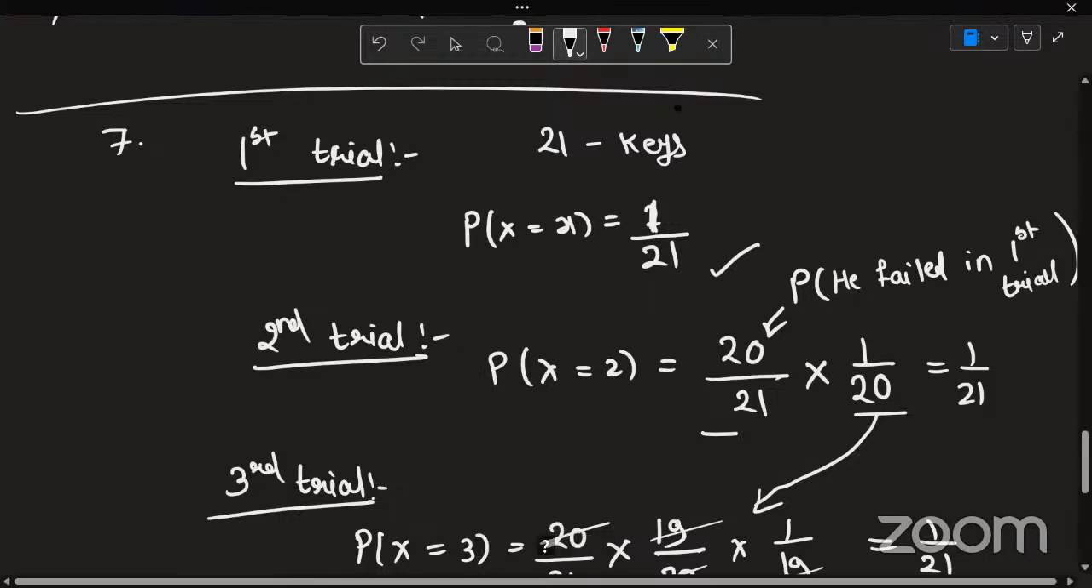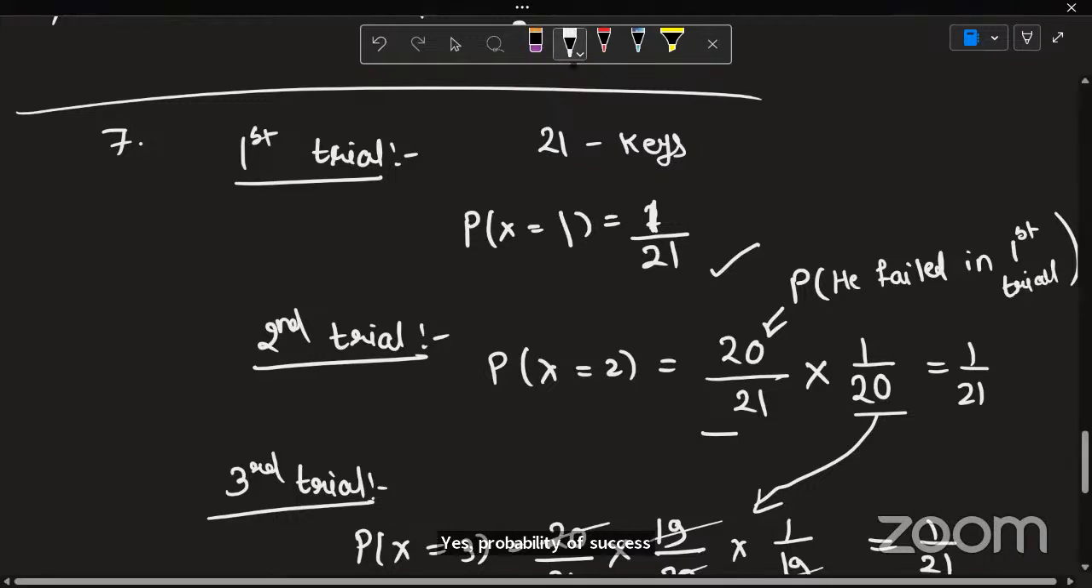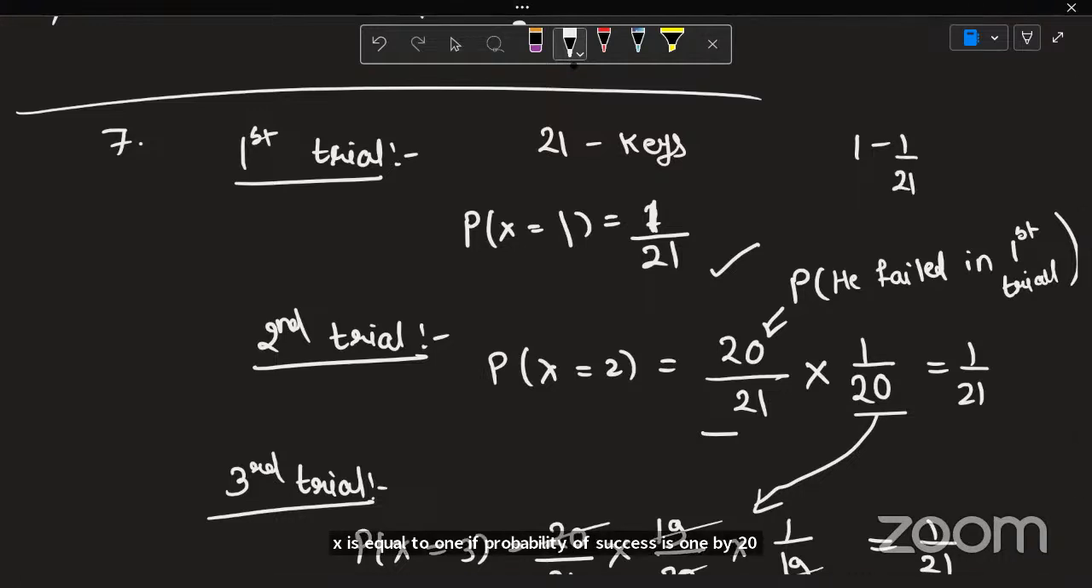Probability of success for x equal to 1 is 1 by 21, so failure will be 1 minus 1 by 21, right? That's 20 by 21 into the second trial. Now he has 20 keys, because they have mentioned that he will not reuse the keys he has already used, right?